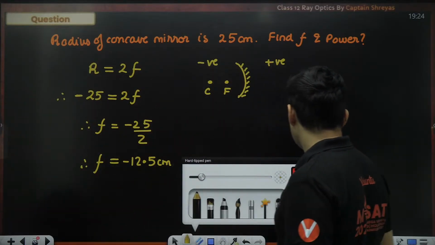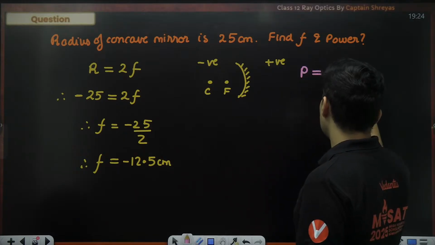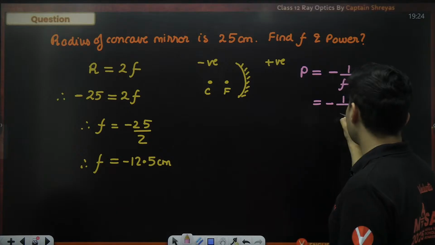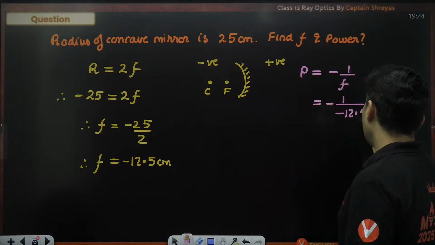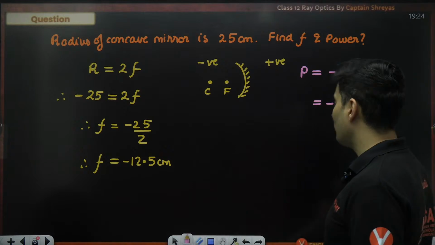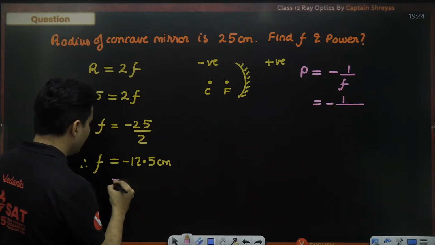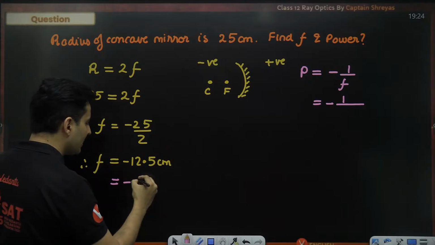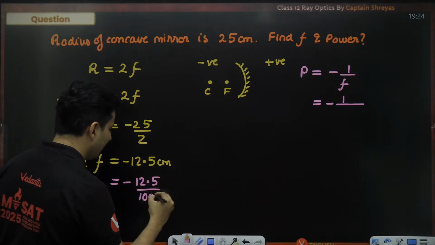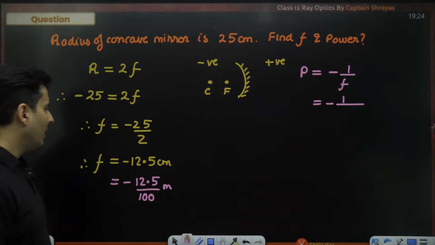Next thing is the power formula. For that, I will just use minus 1 by f. So it will be negative 1 by focal length, which is minus 12.5. Oh, but wait a minute, sir. You cannot use 12.5 because it is in centimeters. So first thing we'll do is convert it into meters. It is minus 12.5 divided by 100 meters.